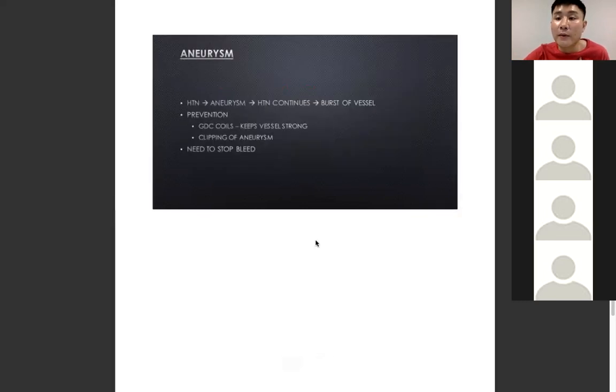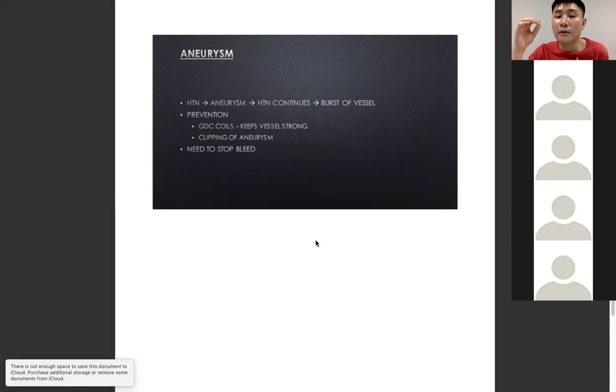Okay, so now we go on to aneurysm. Basically, aneurysm is caused by hypertension, high blood pressure. The pressure of the blood is so high that sometimes it causes a little pouch to come out of the artery or the blood vessel, and that causes an aneurysm. If hypertension continues, this little pouch can burst and cause bleeding internally. And how do we prevent this? We do something called GDC coils to keep the vessel strong, or we cut the aneurysm out. And if it happens, we need to stop the bleeding.